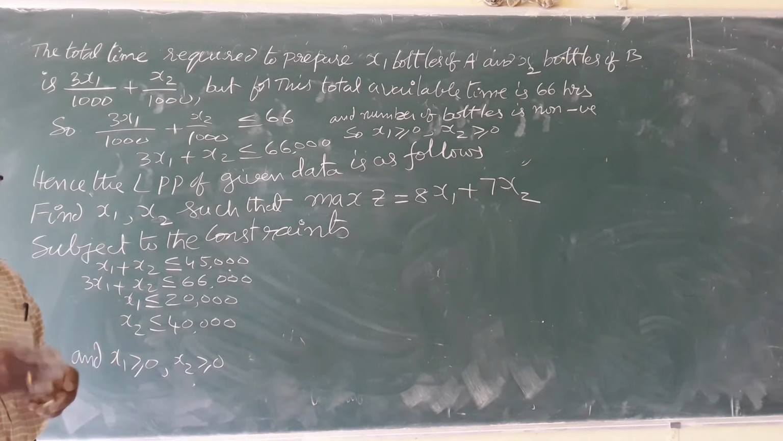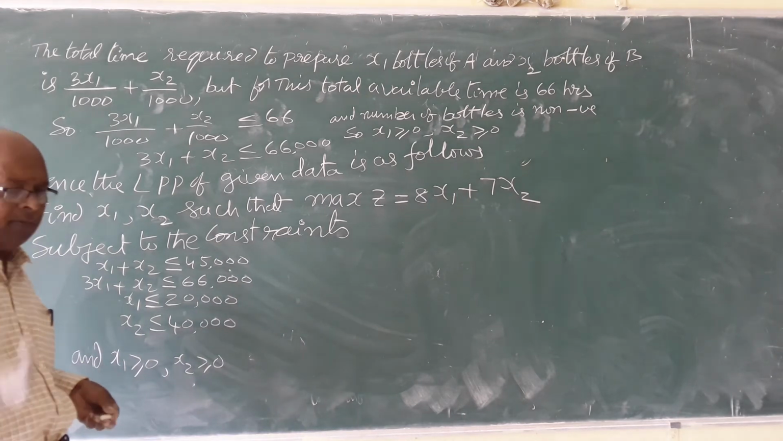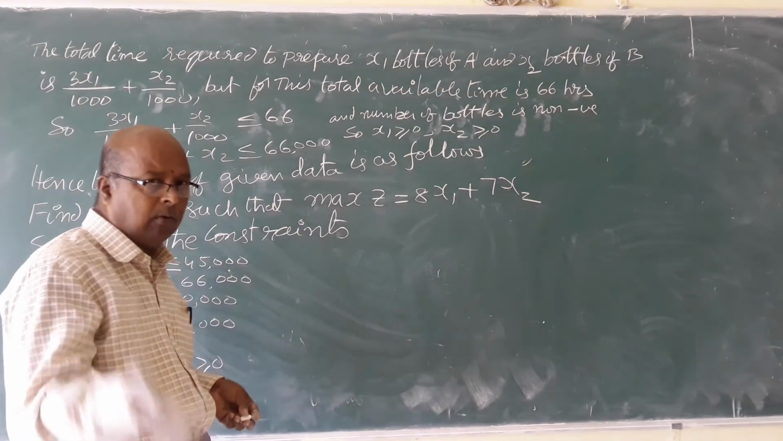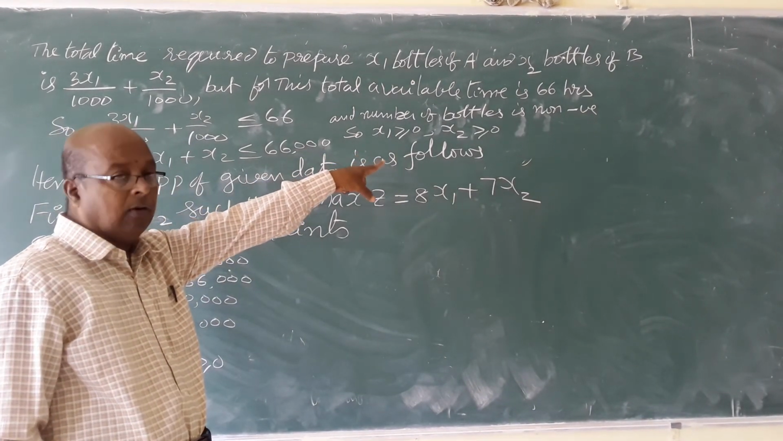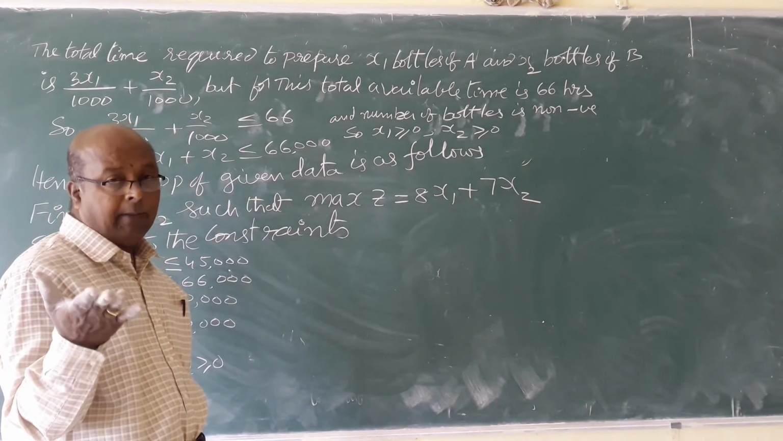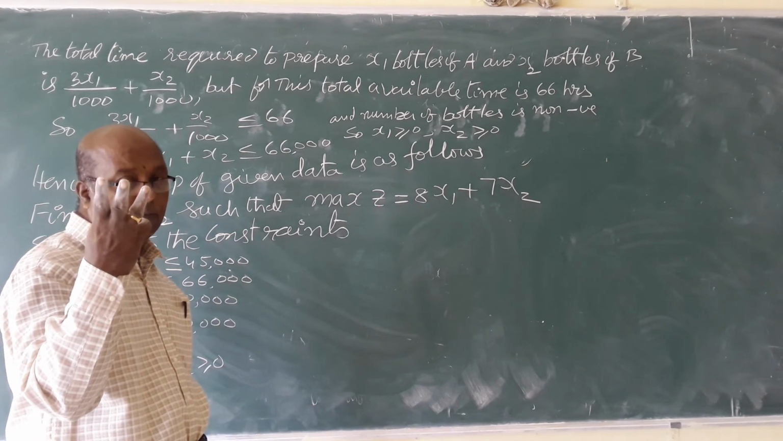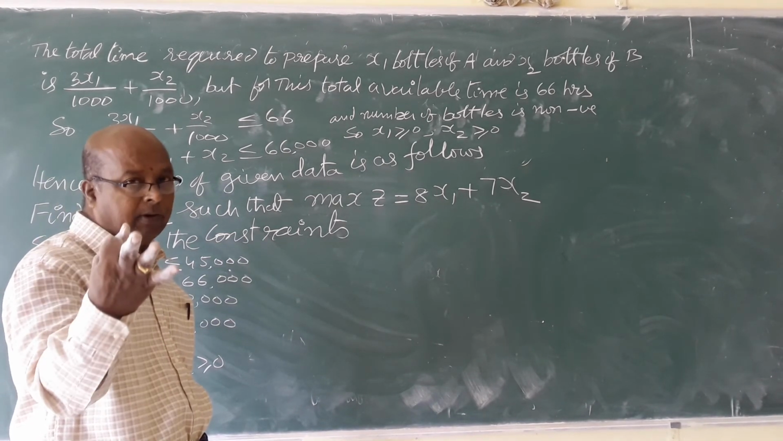And the number of bottles is non-negative, always positive, sometimes maybe 0. So x1 greater than or equal to 0, x2 greater than or equal to 0. These are the non-negative conditions. Every LPP contains three parts: objective function, constraints, non-negative conditions.